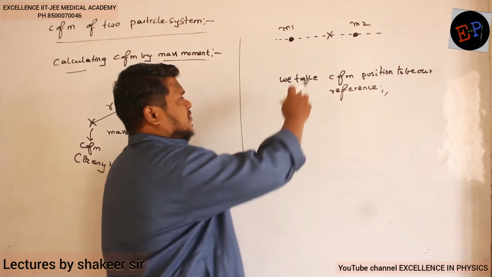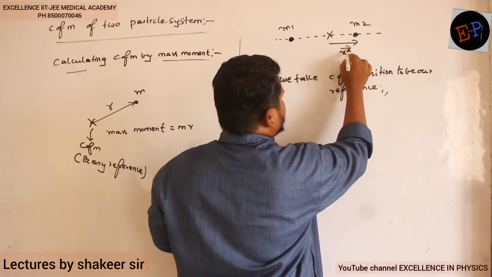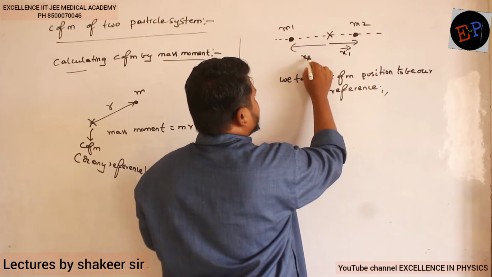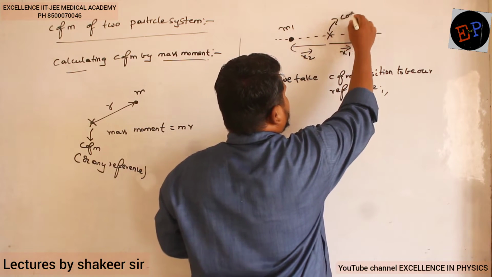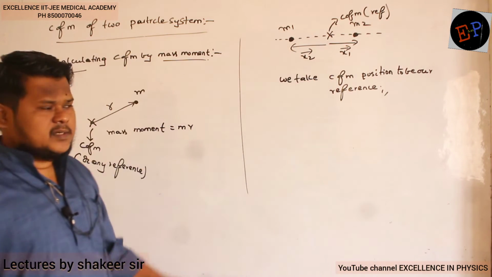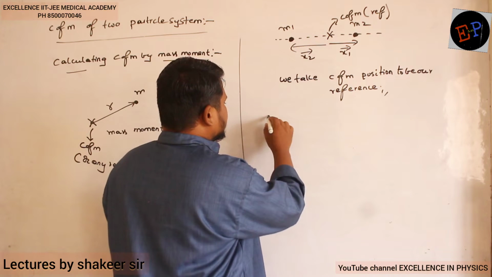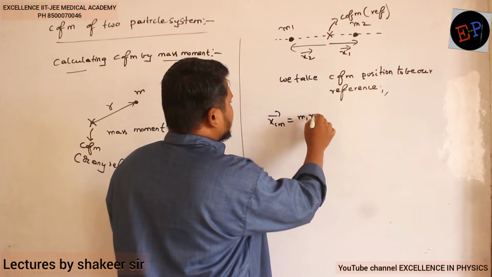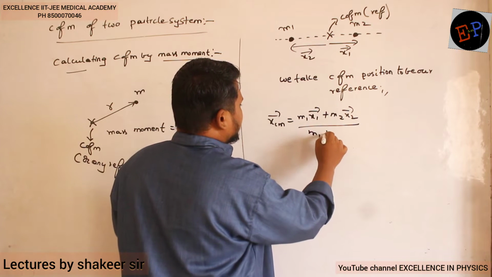From here, this distance, let us call it x1 dash. This distance I will call x2 dash. Now which is my reference? Center of mass itself is the reference. Now let us write the equation again for x center of mass. So x center of mass is equal to m1 x1 dash plus m2 x2 dash divided by m1 plus m2.